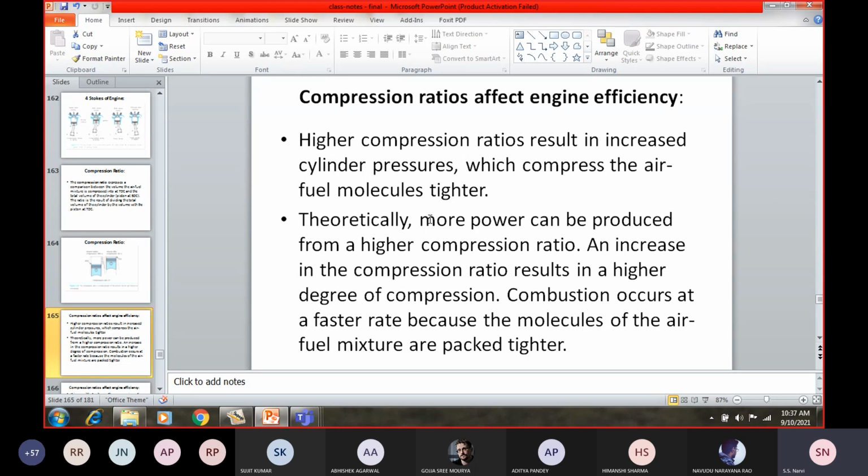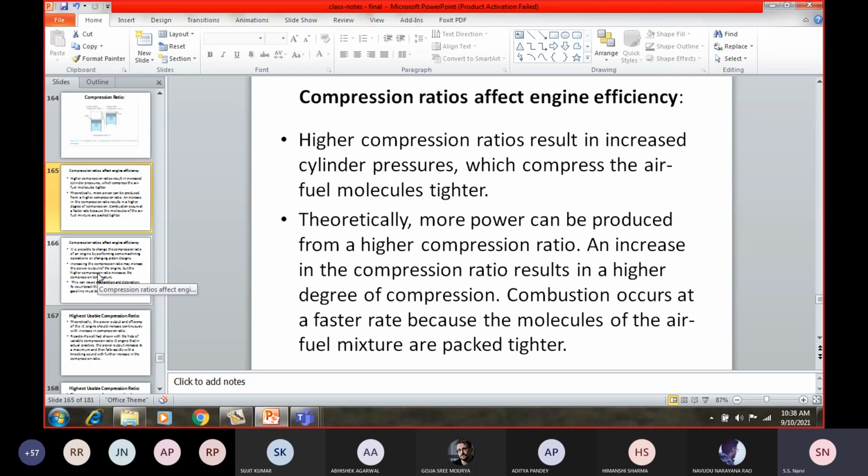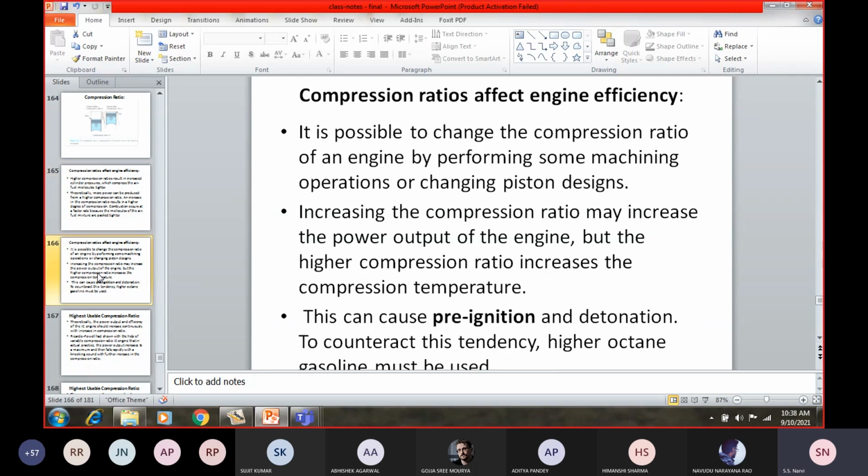Theoretically, more power can be produced from a higher compression ratio, and an increase in the compression ratio results in a higher degree of compression. Combustion occurs at a faster rate because the molecules of the air-fuel mixture are packed tighter, isn't it? So this is the, and the displacement is maximum. This is also, now what happens.